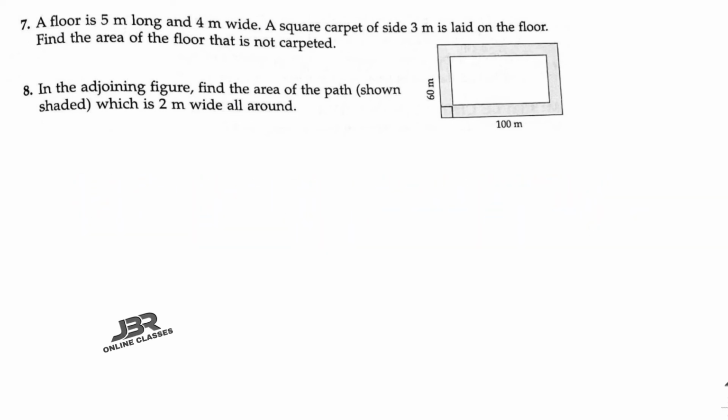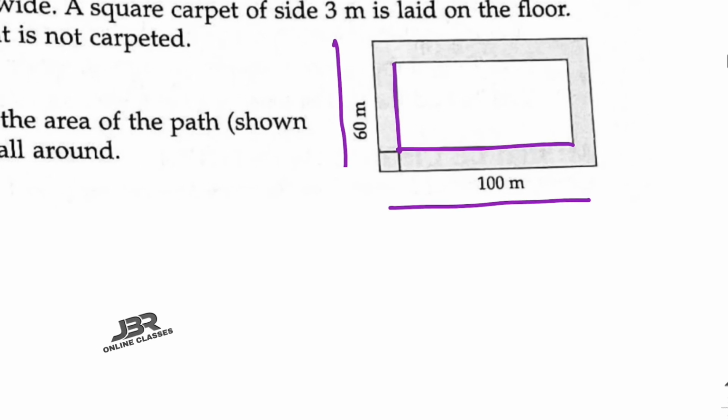So here sum number 8. In the adjoining figure, find the area of the path shown shaded, which is 2 meter wide all around. So here the external length is 100 and breadth equal to 60. So first you have to find out the internal breadth and the internal length. As here 2 meter wide, so that means this portion it's 2 meter and that one equal to also 2 meter.